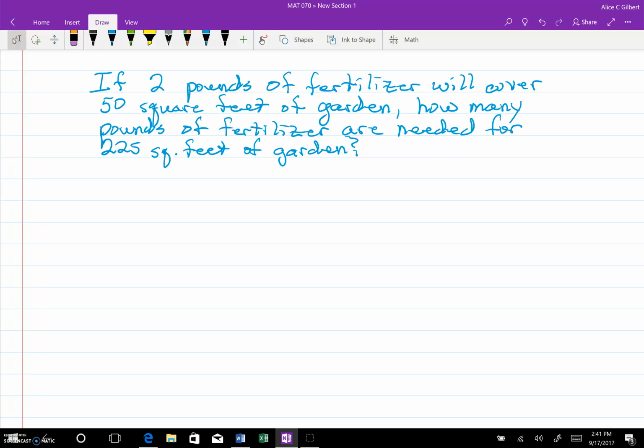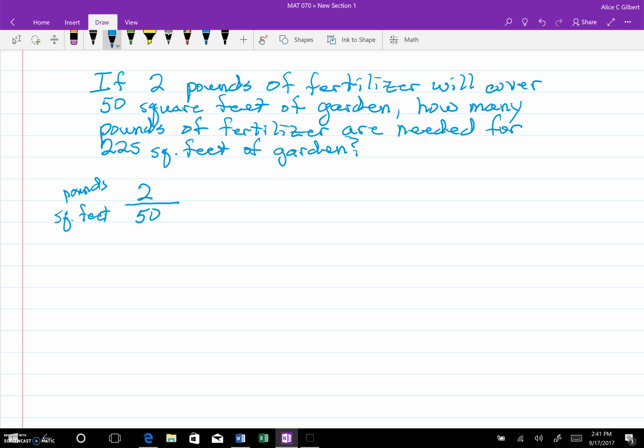So first of all, I need to set up my proportion, okay? So if 2 pounds, so 2, and this is going to be my pounds, pounds of fertilizer will cover 50 square feet.